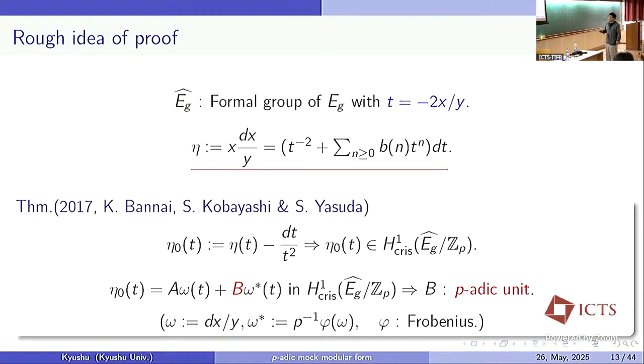In 2017, Bannai, Kobayashi, and Yasuda showed these results. First, let eta_0(t) be the differential form defined by eta(t) minus dt over t squared. Then eta_0(t) is an element of the crystalline homology of Ê_Z. It is known that this crystalline homology has rank 2, and its basis is omega(t) and omega star(t). Therefore we can write eta_0(t) equal to a omega(t) plus b omega star(t) in the crystalline homology, and they showed the coefficient of omega star is a p-adic unit.